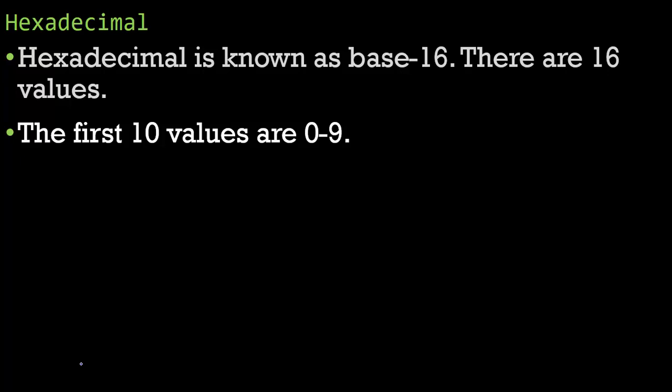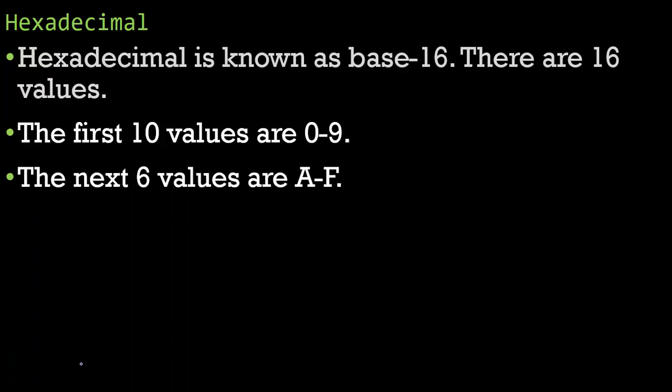We can't use 10, 11, 12, 13, 14, 15, because 0 all the way to 15, that's not hexadecimal. That's the denary or decimal system. So we can't use 10, 11, 12, 13, 14, 15. What we have to use are letters, and we use the letters A to F. Those are the next 6 values.